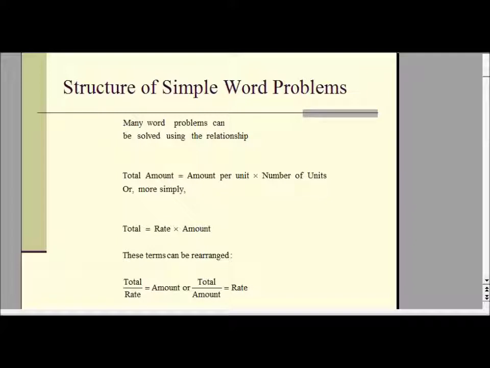Many word problems can be solved using the relationship total amount equals the amount per unit times the number of units, or more simply, total equals rate times amount. These terms can be rearranged. The total over the rate equals the amount, or the total over the amount equals the rate.